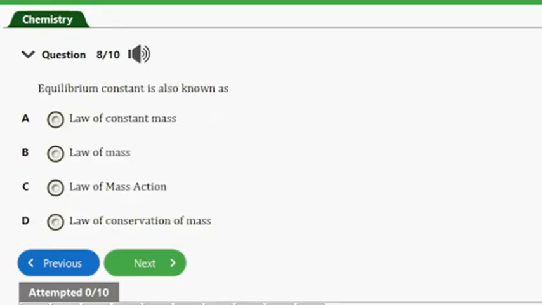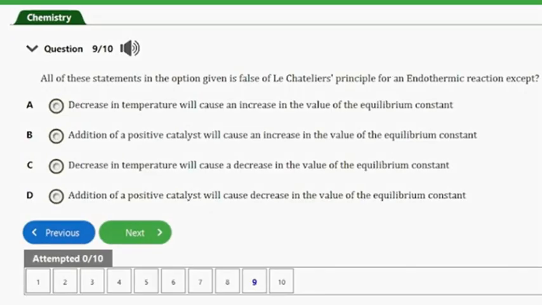So let's consider the next question, and that's question number 8 here. It says equilibrium constant is also known as A, law of constant mass, B, law of mass, C, law of mass action, D, law of conservation of mass. So guys, the answer to this question is option C here, and that's the law of mass action. Equilibrium constant is also known as law of mass action. So guys, that's it for that question. Let's consider the next question.